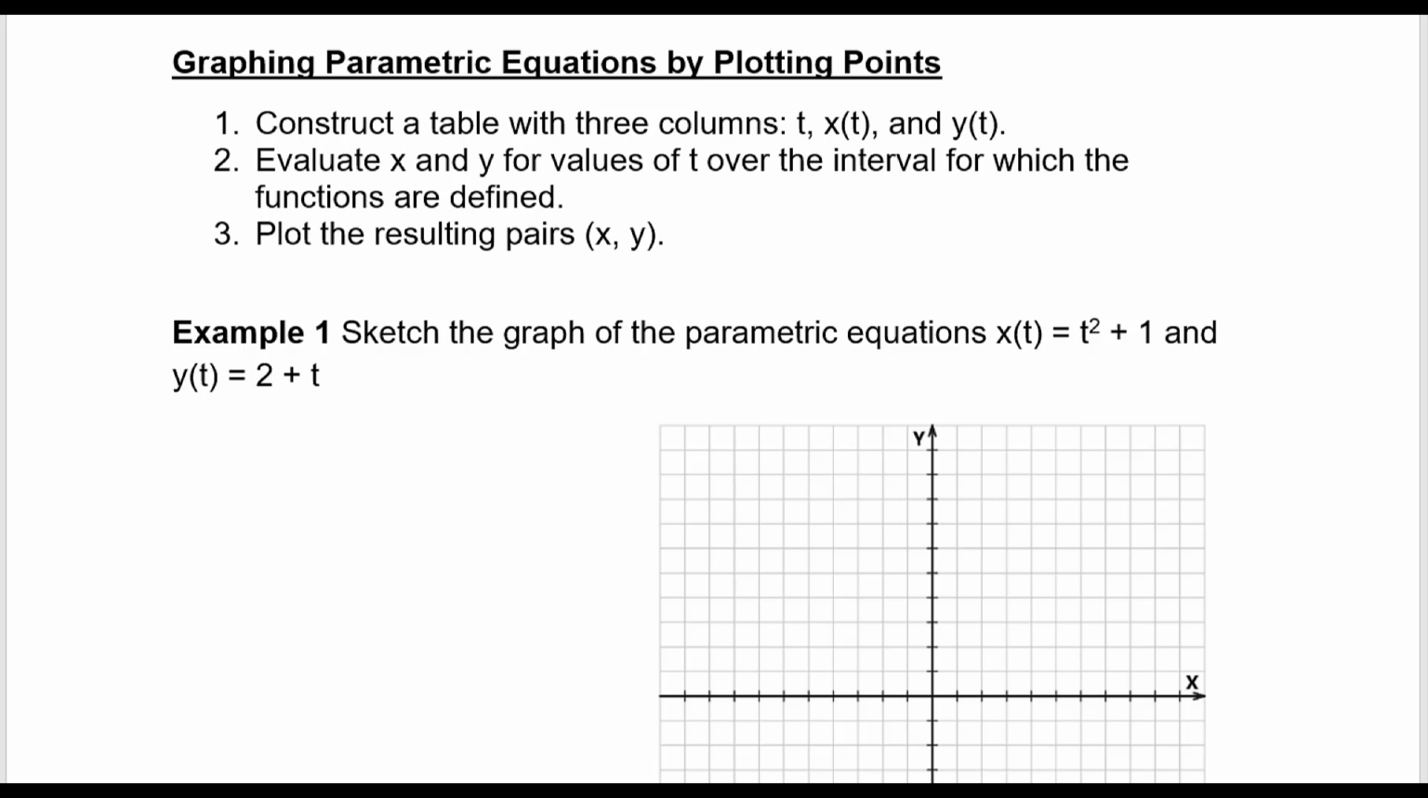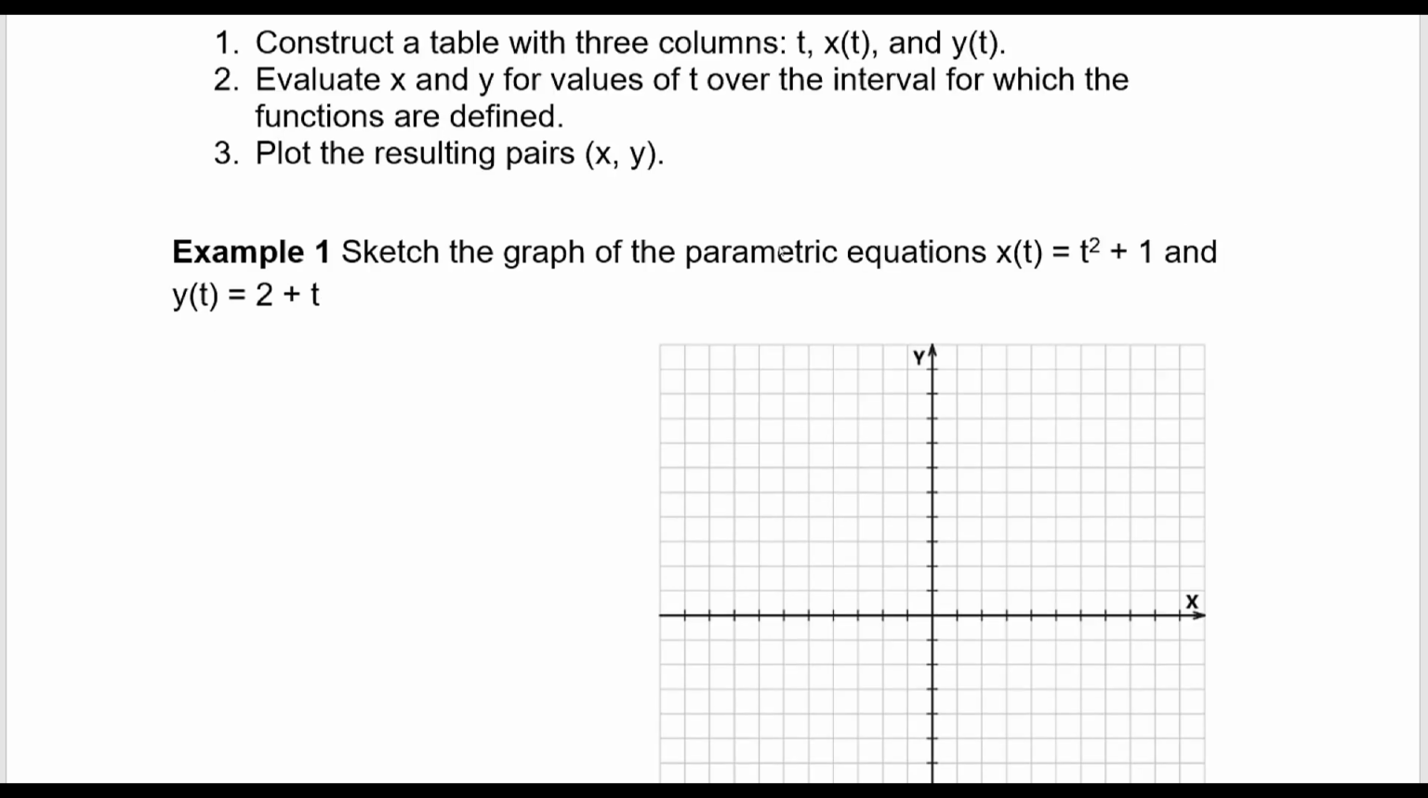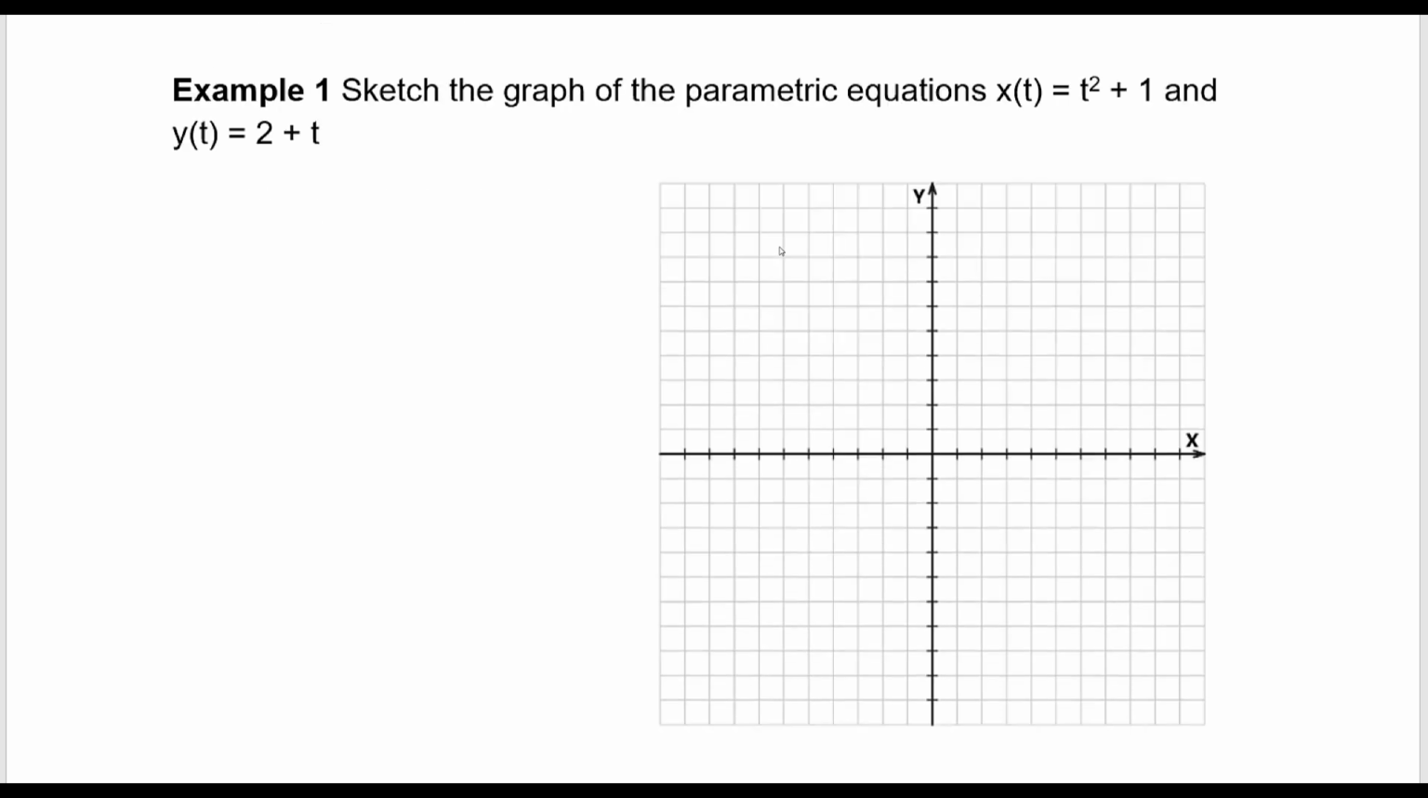Now let's look at graphing parametric equations by plotting points. So we construct a table with 3 columns, a column for t, a column for x of t, because x is a function of t, and a column for y of t, because y is a function of t. That's the whole parametric equation thing. Evaluate x and y for the values of t over the intervals for which the functions are defined, and plot the resulting pairs x, y. So we're not plotting t, we plot x, y.